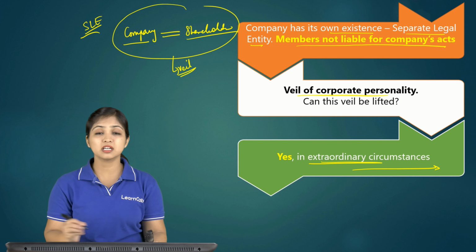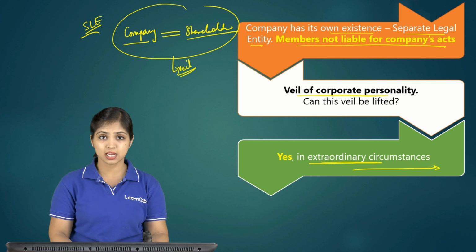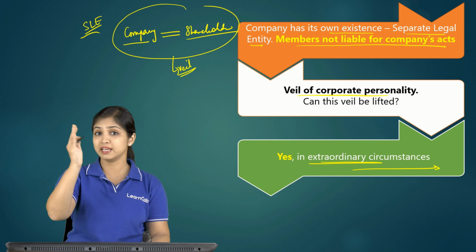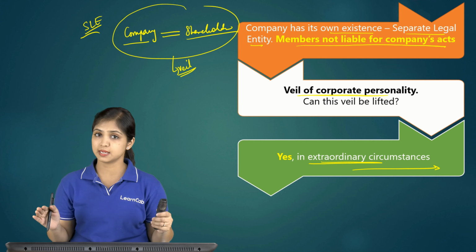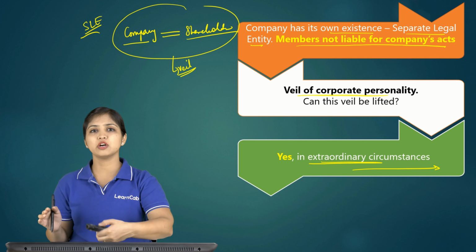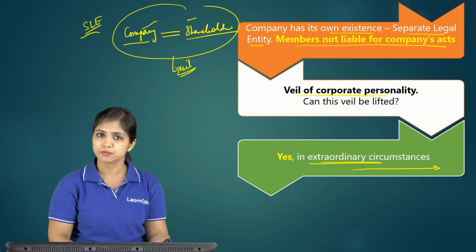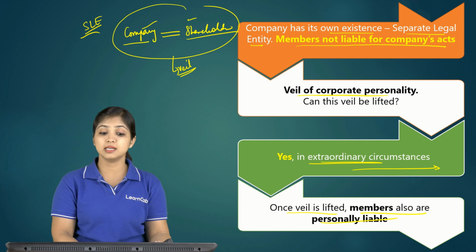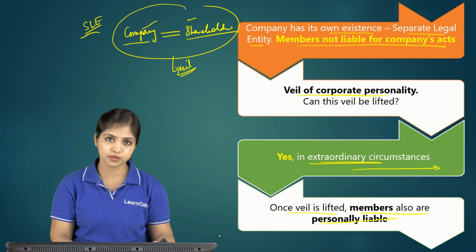What are these extraordinary circumstances? We'll be learning them in the subsequent playlist, in subsequent slides as case laws. But do remember that in extraordinary circumstances, this veil can be lifted and the company and the shareholders will be treated as one and the same person. See, if they're one and the same person, then the company will be liable for shareholders' acts, and the shareholder will be liable for the company's acts. They're the same person. Once the veil is lifted, members will also be personally liable. Members, shareholders will also be liable for obligations of the company.